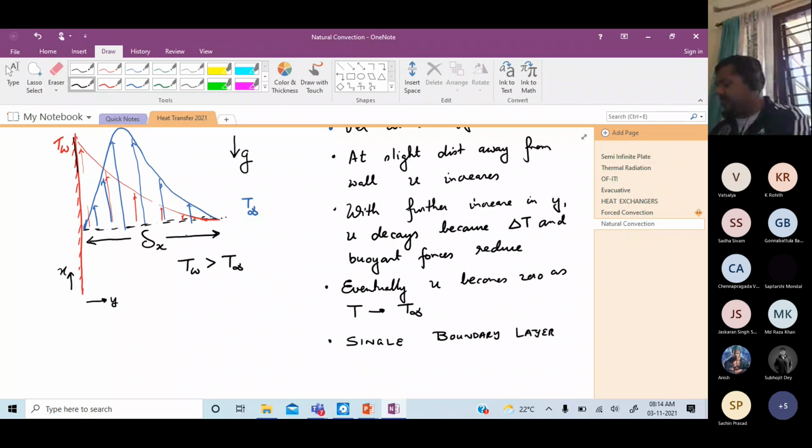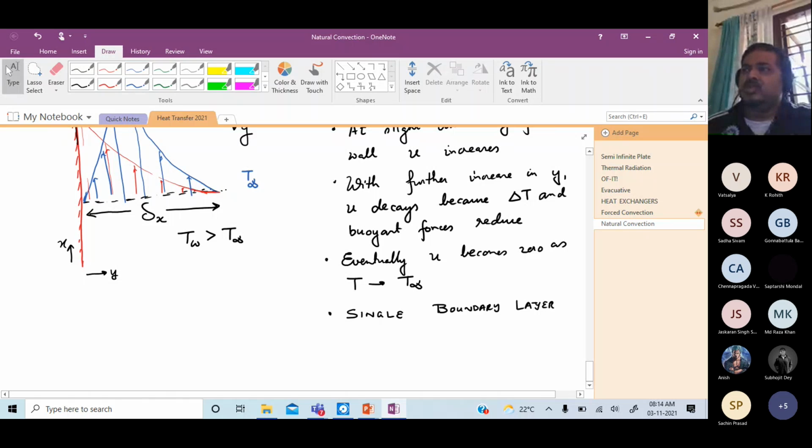This is a major difference from forced convection. Over here, there is no concept of a velocity boundary layer. There is one boundary layer, which is essentially the temperature boundary layer, and within that the velocity changes from 0, rises to a maximum value, and again comes down to 0.